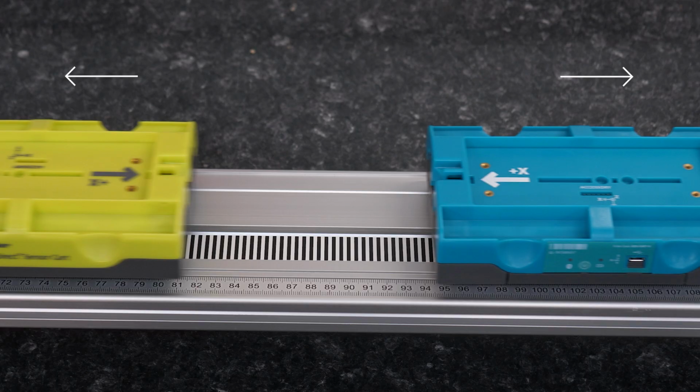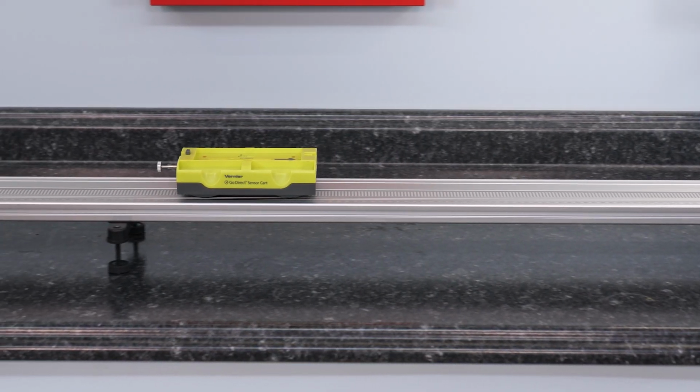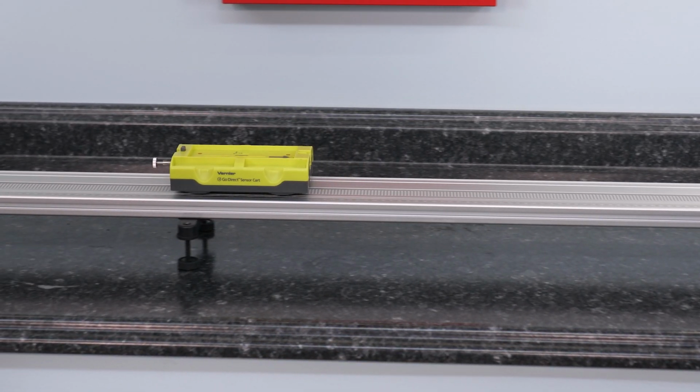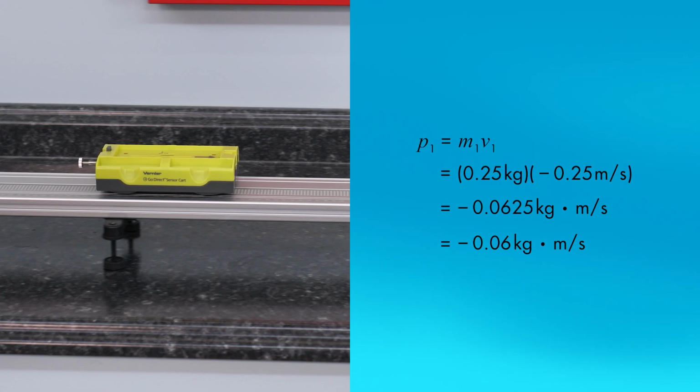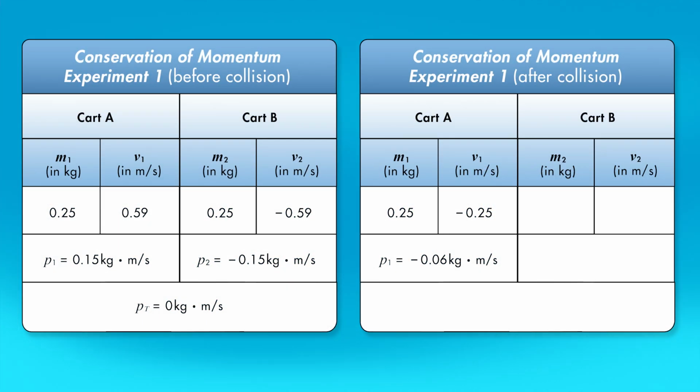Now, let's see what happens when the two carts collide. After the collision, each cart reverses direction and moves a short distance apart. The velocity of cart A after the collision was 0.25 meters per second. But since the velocity was toward the left, it is negative 0.25 meters per second. The mass of the cart has not changed, so we can find the momentum of cart A after the collision by multiplying its mass by its new velocity. The new momentum is negative 0.06 kilograms times meters per second. Here is all the data from cart A after the collision.